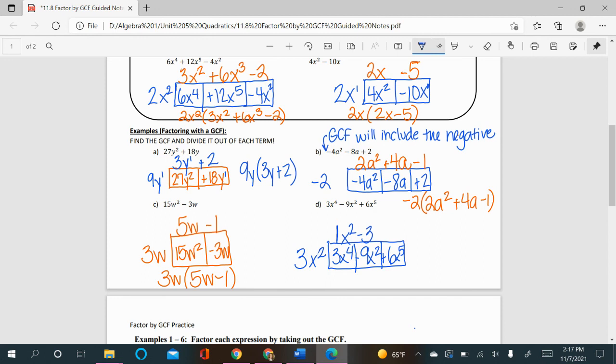I have an x squared here, and I don't need that. So now 6 divided by 3 will be 2. And then I need an x to the 5th. I have an x squared out here, so this will need to be x to the 3rd. So my GCF was 3x squared. And then all my leftover stuff will go on the inside.